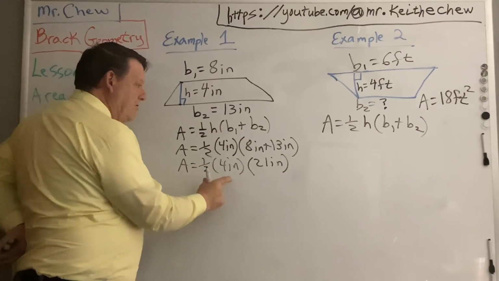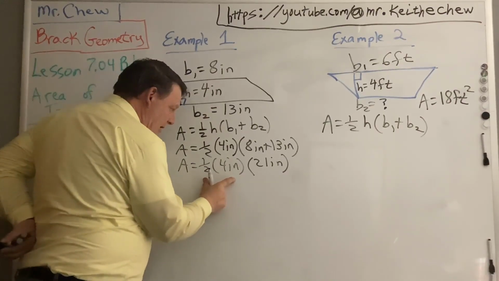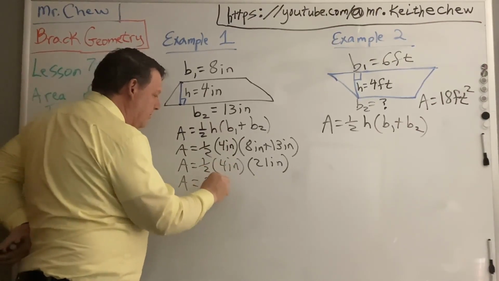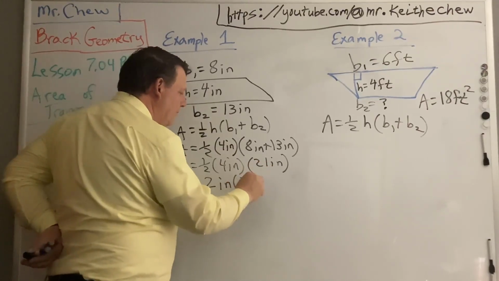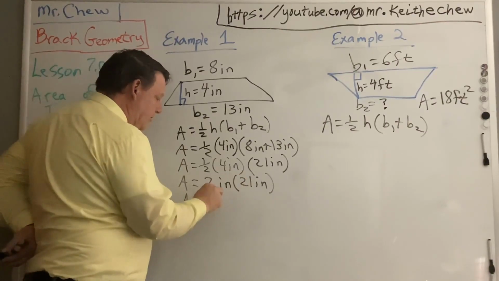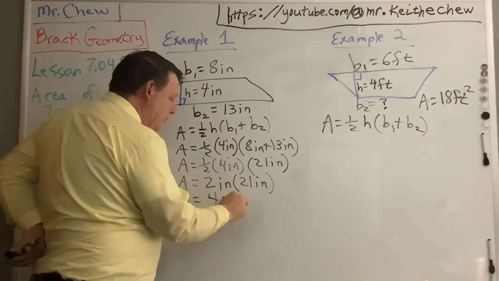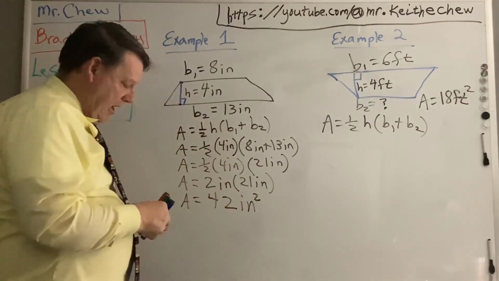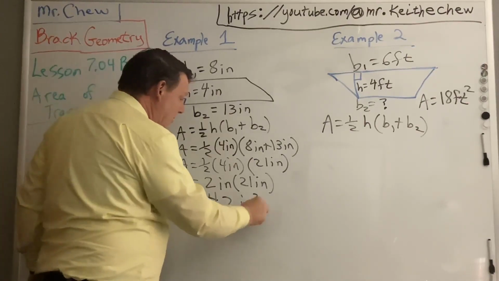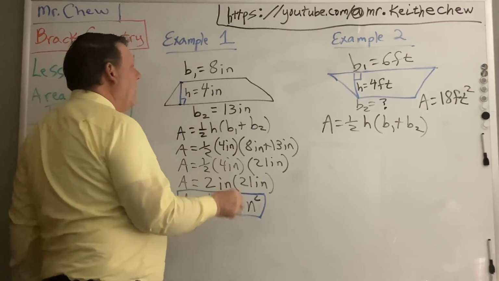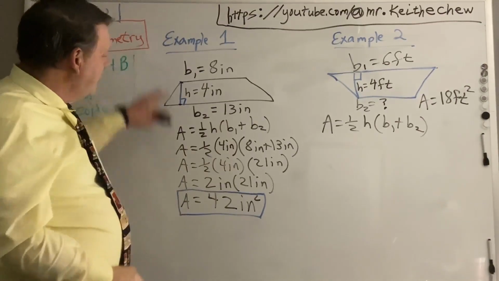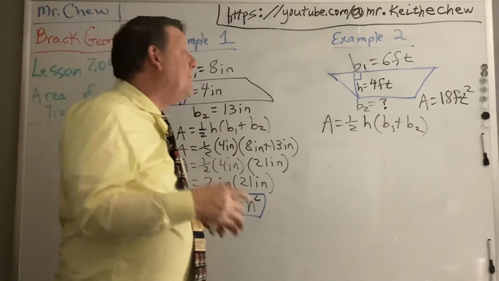Now I have to do the order of operations, so I have to multiply left to right. 1/2 of 4 inches is 2 inches. And now the area is going to be 2 times 21, which is 42. Inches times inches is inches squared. Area will always be in square units, and this is in square inches. So this is the area of this trapezoid. I wanted to do a simple example so that when we do a harder one, it makes sense.